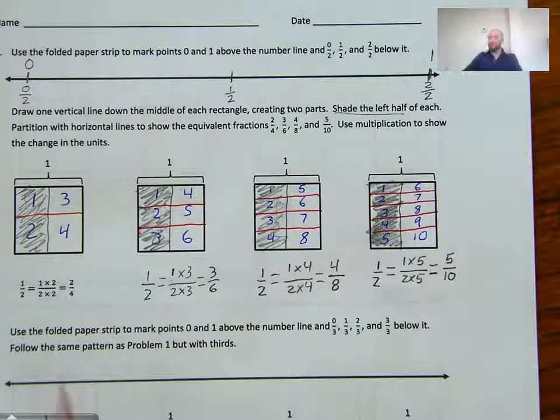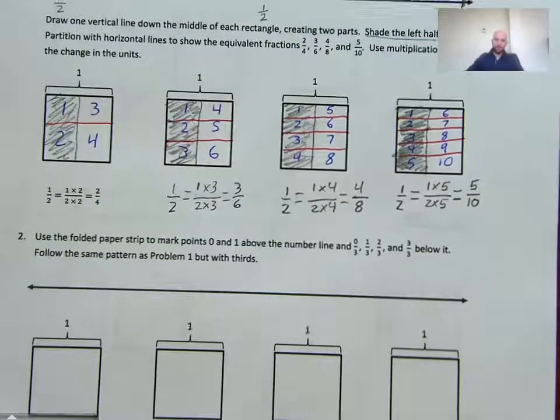As you can see, those boxes are all the same size. The shaded parts are all the same size. And the unshaded parts are all the same size. It just depends on how many pieces we're splitting that box into that will determine how we're going to name that fraction. Now let's look at some other equivalent fractions.